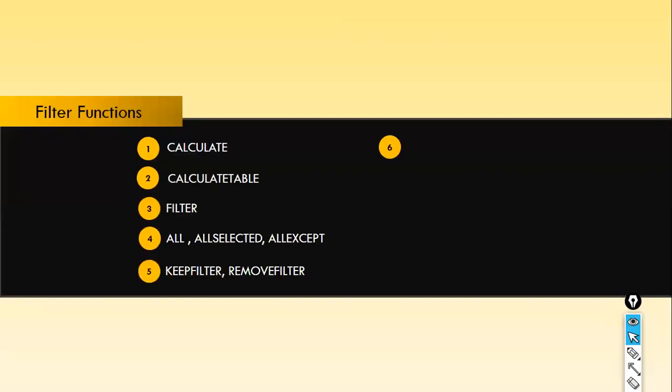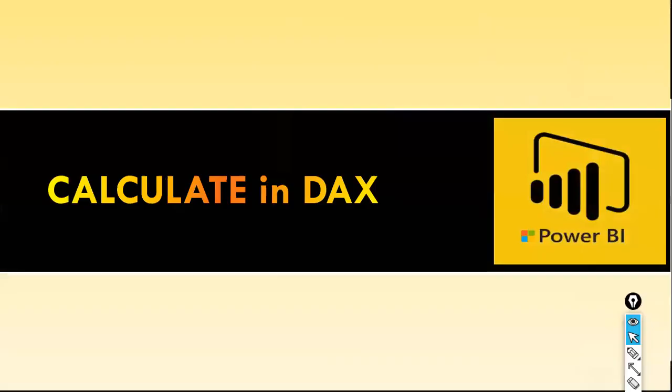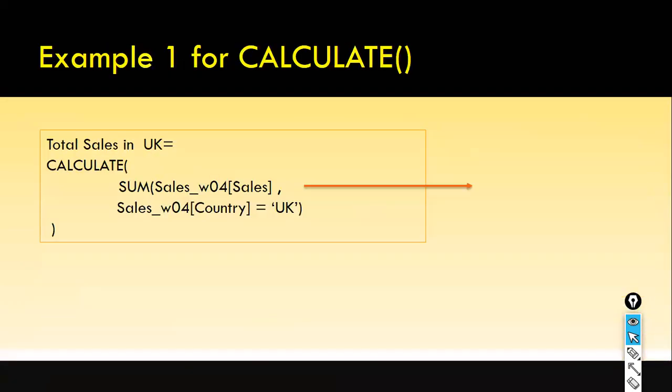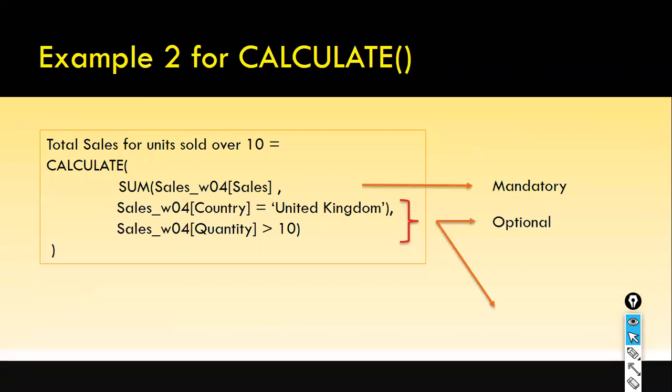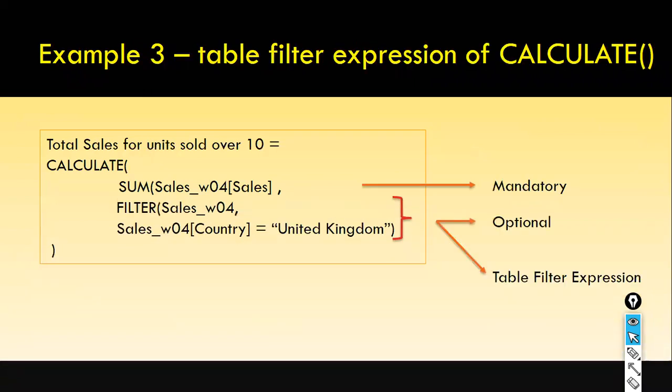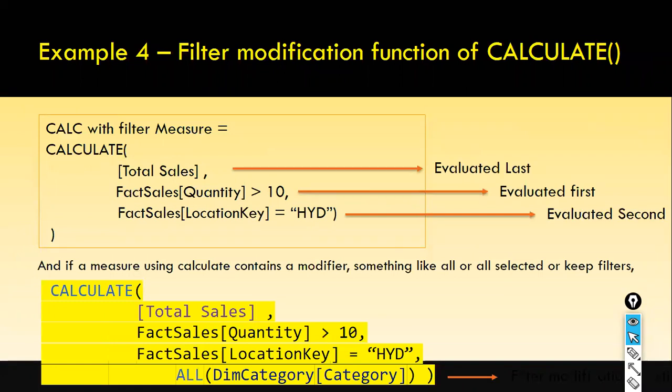And the next one is the filter function. We discussed the calculate function, its syntax, and the scenarios in which we can use it. The calculate function is helpful to modify the filter context. There are some functions like ALLSELECTED, ALLEXCEPT, and REMOVEFILTERS. These are the filter modification functions. Along with the calculate function, by using these filter modification functions, you can override the already existing filter context.